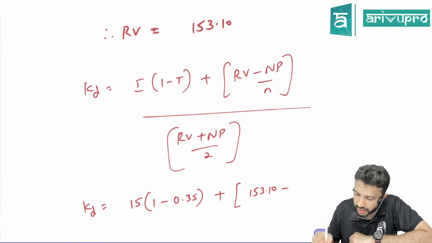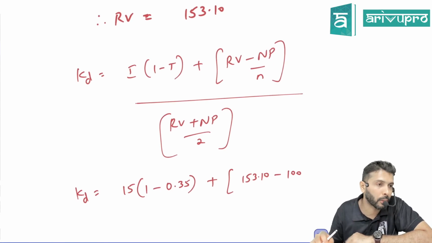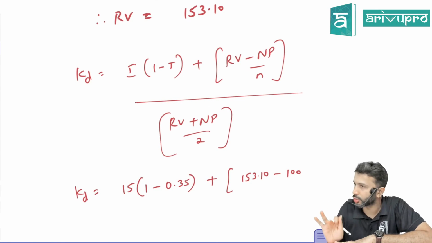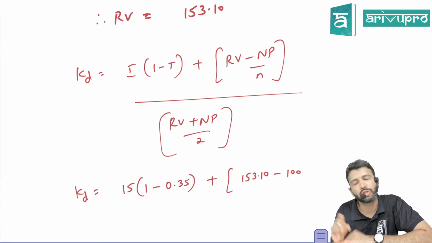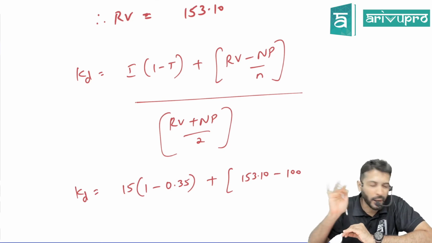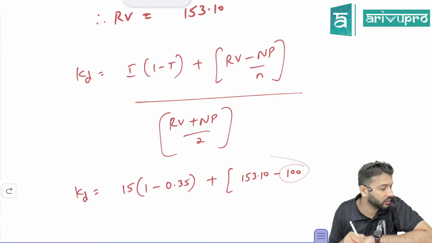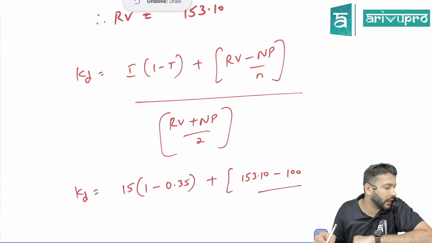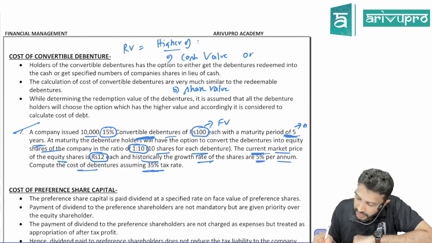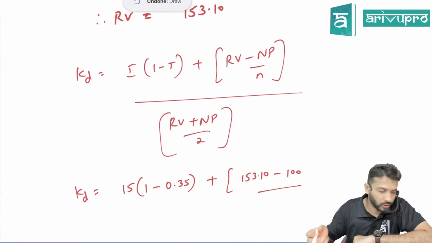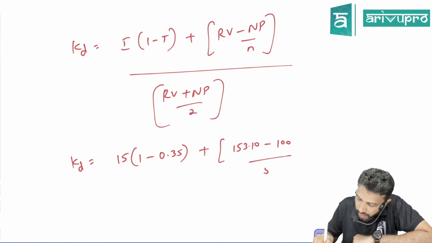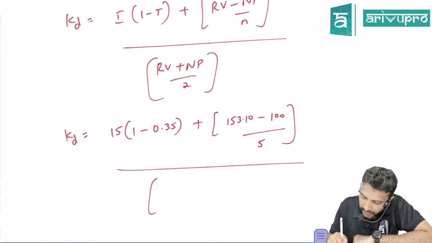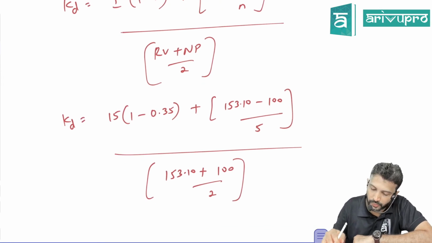So NP is what here, sir? Net proceeds will be the issue price of 100. Any problem? Because we have newly issued these debentures, we'll have to take the issue price. They have not given any issue price, so we'll assume that these debentures are issued at par itself. Hence NP is 100, divided by N. What is N, sir? With a maturity period of 5 years, we have issued it now. It will get redeemed after 5 years. So the remaining life is 5. So whole thing divided by RV, which is 153.10, plus NP, which is 100, divided by 2. So calculate these for me.